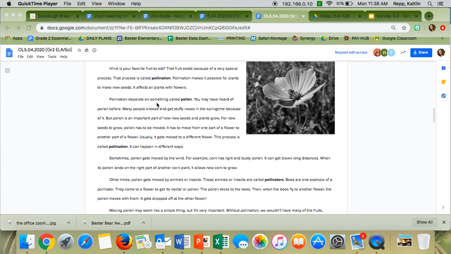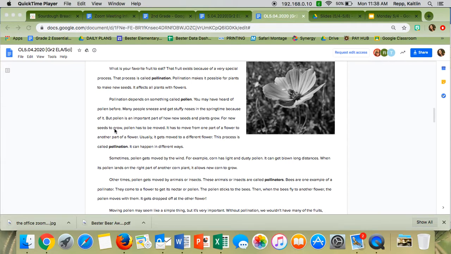Pollination depends on something called pollen. You may have heard of pollen before. Many people sneeze and get stuffy noses in the springtime because of it. But pollen is an important part of how new seeds and plants grow.